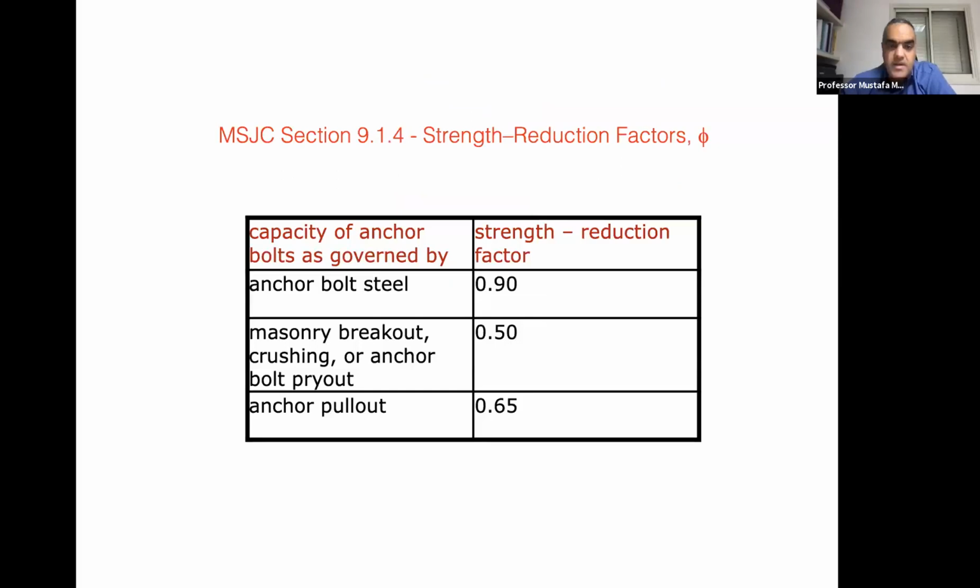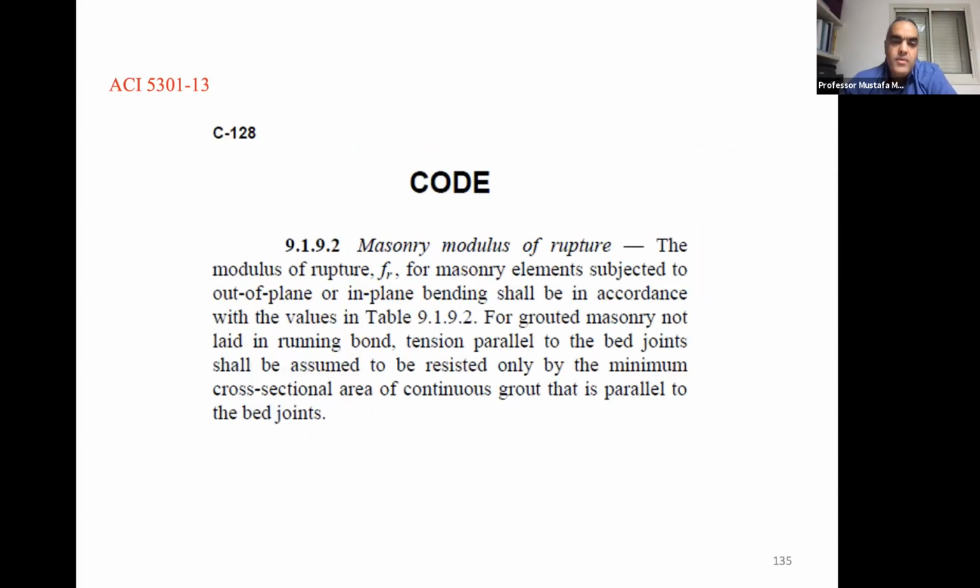And if we are talking about anchorage to masonry, which we are not covering today, for anchors, for masonry breakout, crushing, and anchor pullout, we have these factors. Those are given in chapter 9, which is strength design for reinforced masonry.